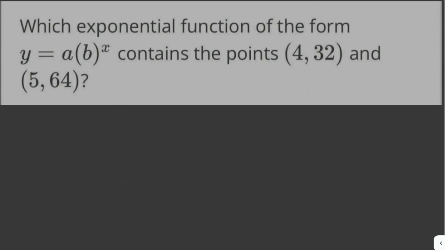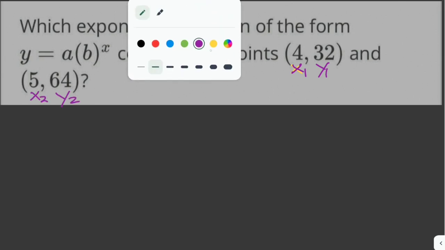Which exponential function of the form y equals a times b to the x contains the points (4, 32) and (5, 64)? All right, how are we going to solve this? We're given here 2 points. Let's say this is our x sub 1, y sub 1, and this one is x sub 2, y sub 2.